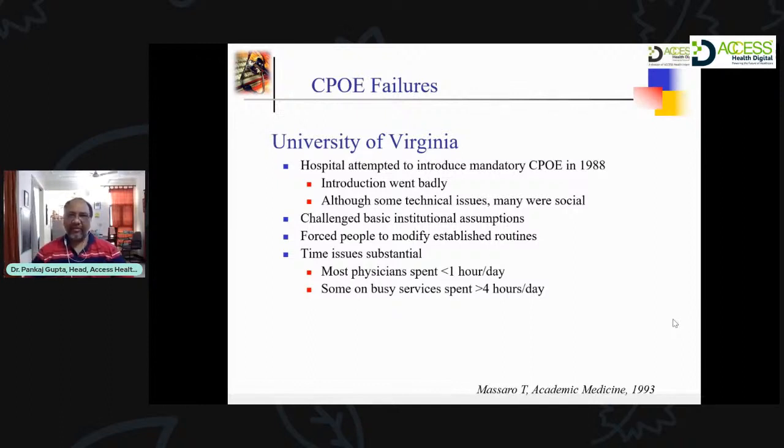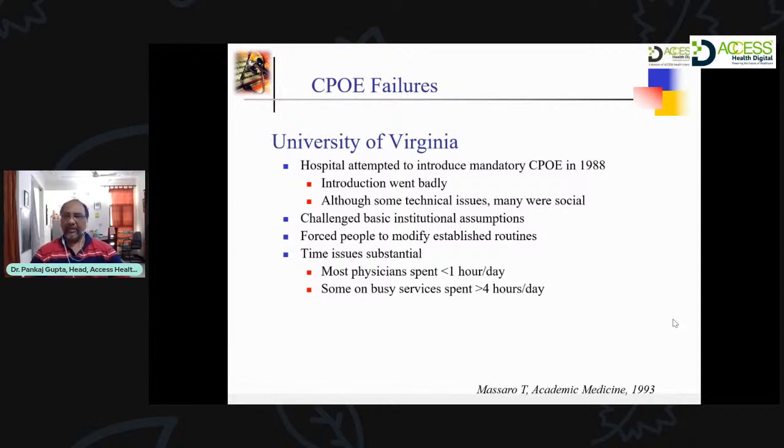Now that always happens. When you are implementing CPOE and BCMA, your processes are going to change, and when the processes are going to change, people are going to feel uneasy, and when they feel uneasy, you will have to support them to get adjusted to the new routine, to the new way of doing things. If they are not supported, then they are going to get overwhelmed, and it will result in the failure of the implementation.